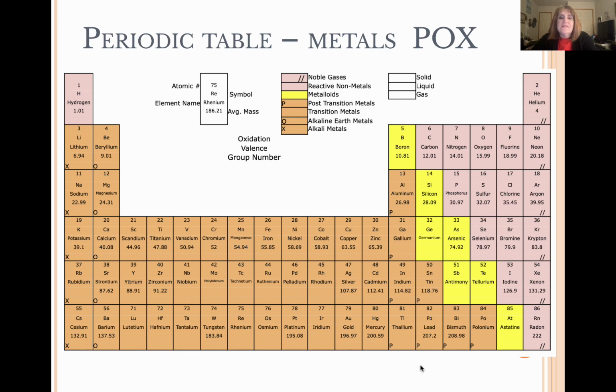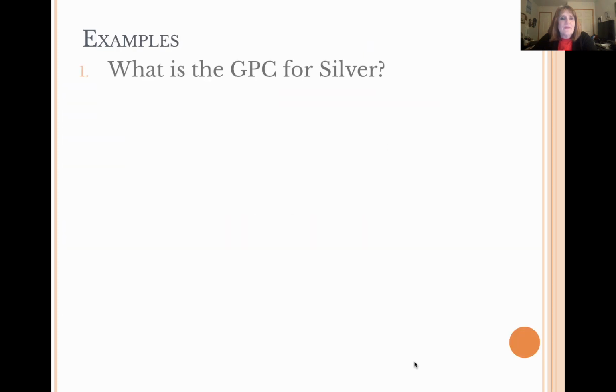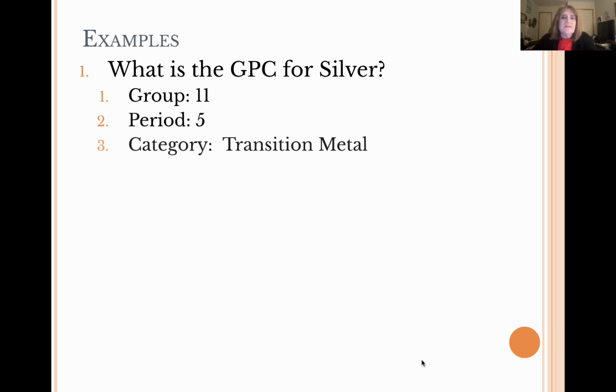So there are actually 3 categories on your periodic table: nonmetals, metalloids, and metals. And there are subcategories of each of those. So here's an example of what you're doing today. What is the GPC for silver? Well, silver, if you look at your periodic table, is in group 11, period 5, and it is a transition metal.